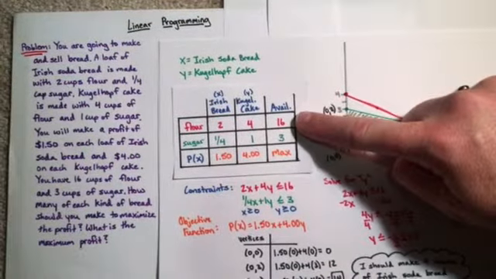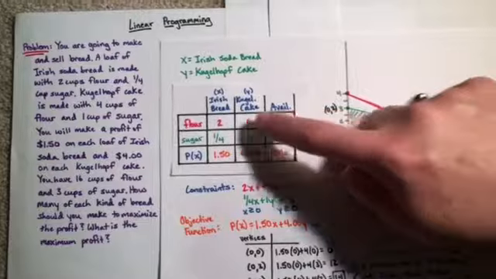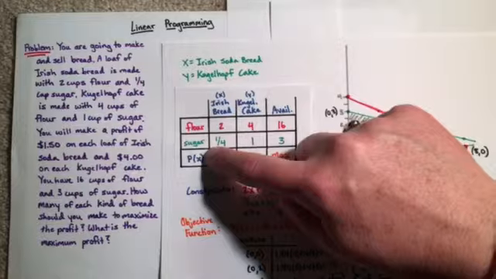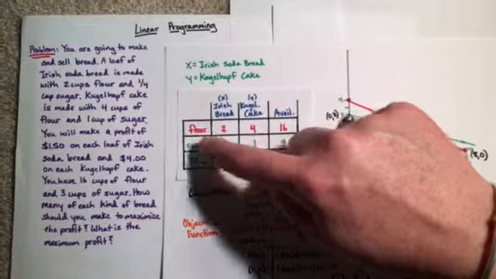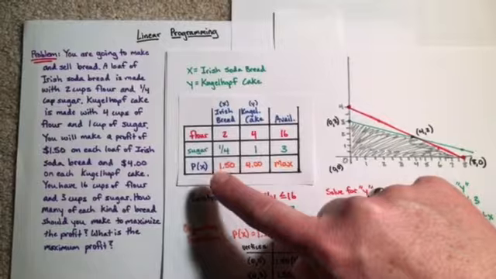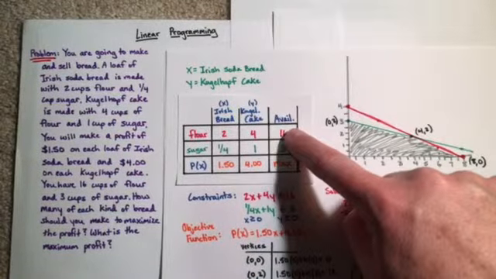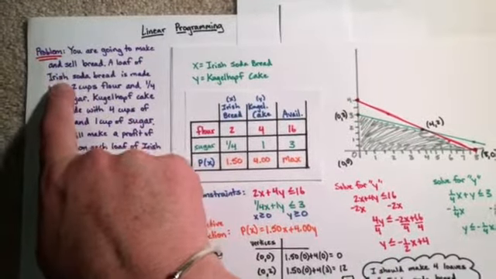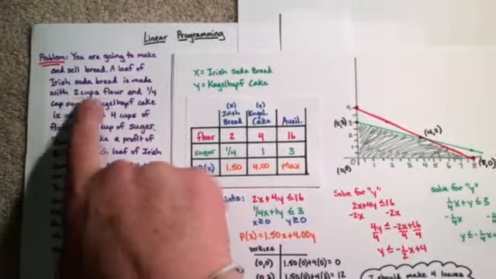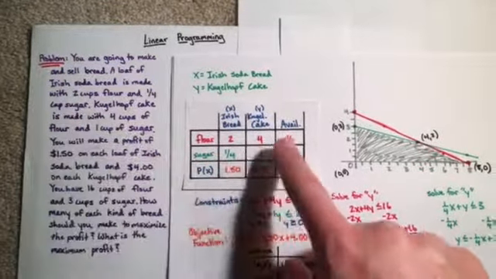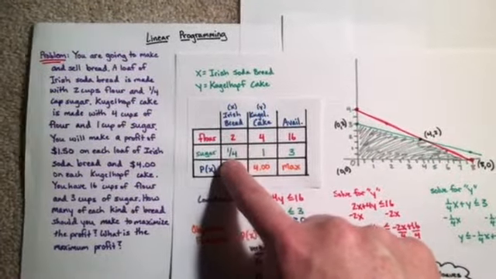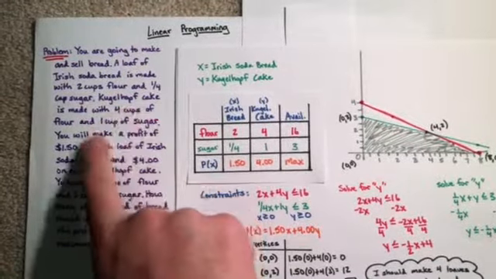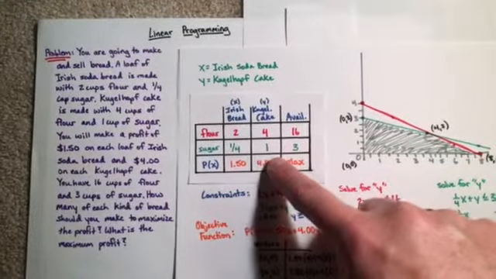And then I organized the table of information as they gave it to me. So I put my 2 main variables at the top, and I put my constraints over here on the left. So I have my flour and my sugar. Those are the 2 things that are limiting how much I can make, because I only have 16 cups of flour and I only have 3 cups of sugar. So as you reread the problem, you can pick out that Irish soda bread is made with 2 cups of flour and 1/4 cup of sugar. So I put the 2 here for flour, 1/4 cup of sugar. And it says Kugelhof cake is made with 4 cups of flour and 1 cup of sugar. So I put those right there.